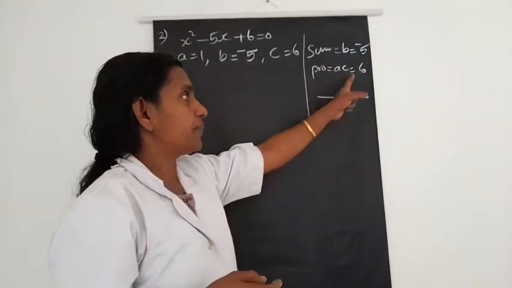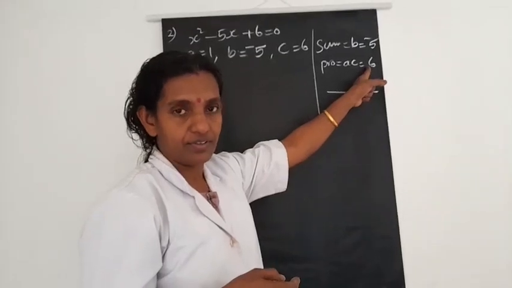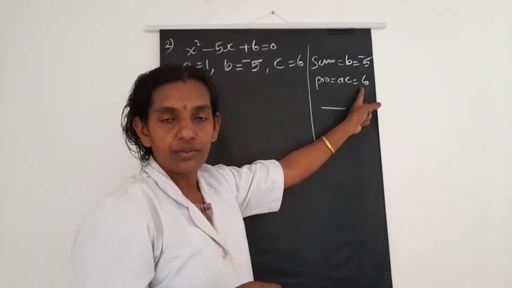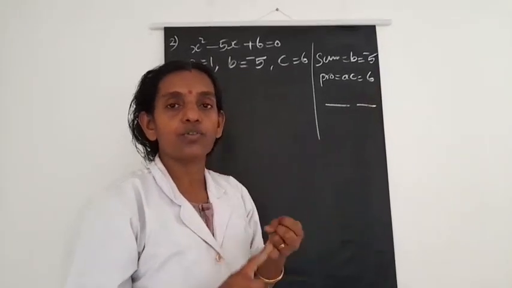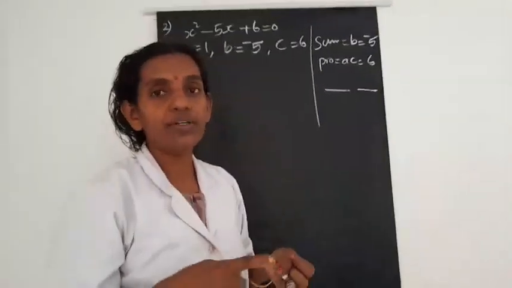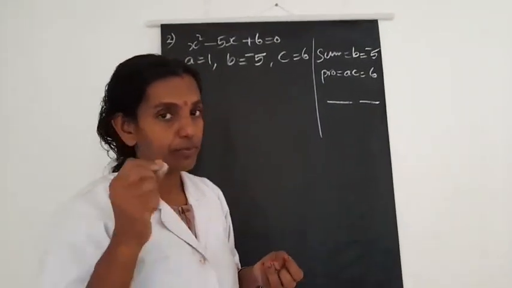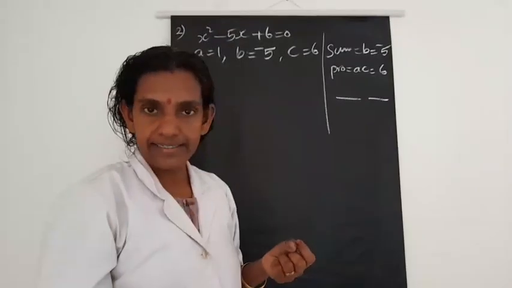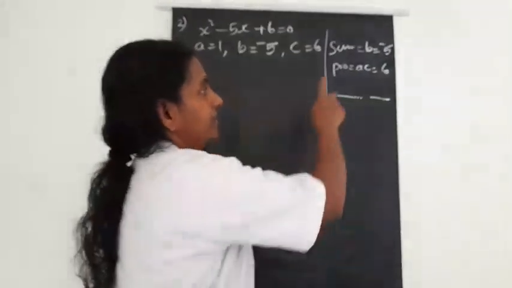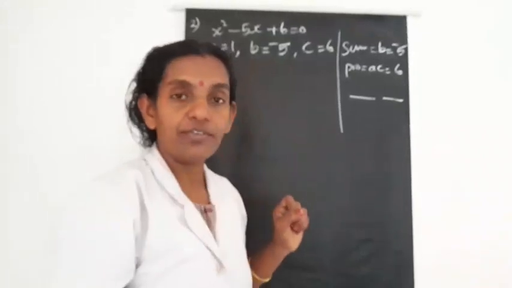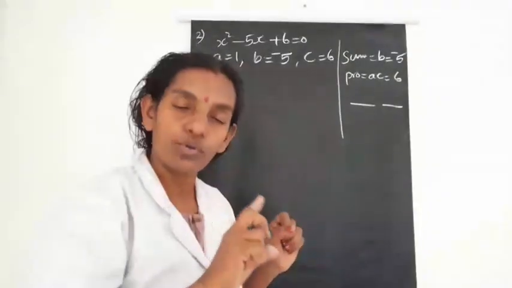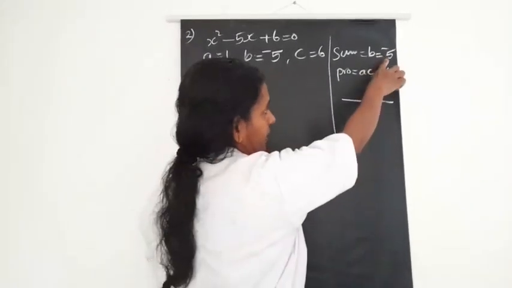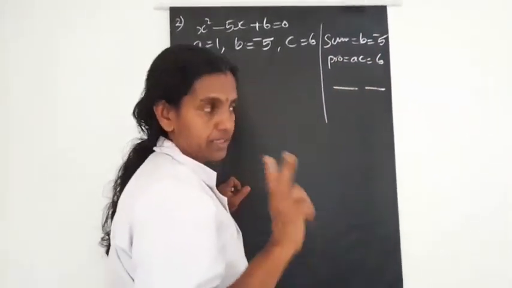And here we can see that the product is positive. That is why, if the product is positive, we can select either two positive numbers or otherwise two negative numbers. If the product is positive, then both are either positive or both are negative. Okay. Then here the sum is negative. If the sum is negative, you have to select both the numbers negative only. Okay. So here negative 5, therefore we need to select two negative numbers only.